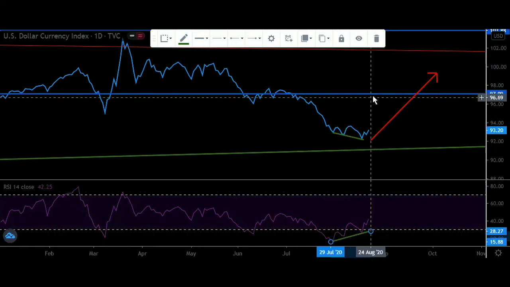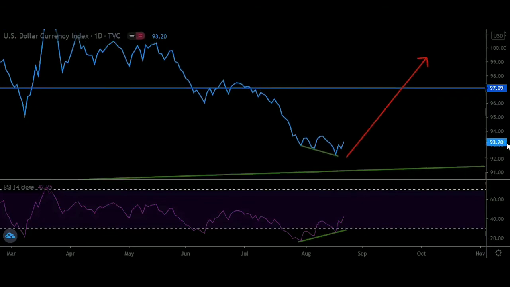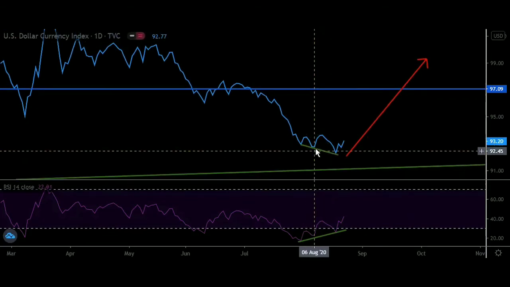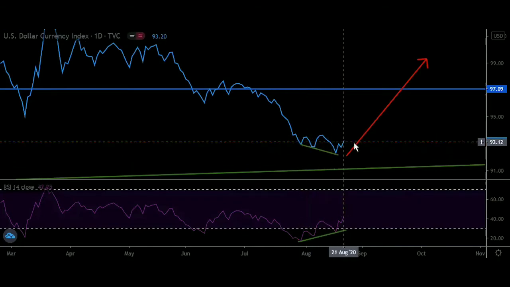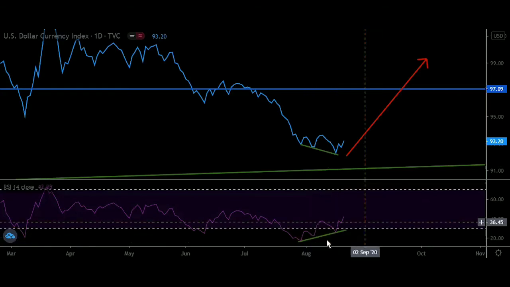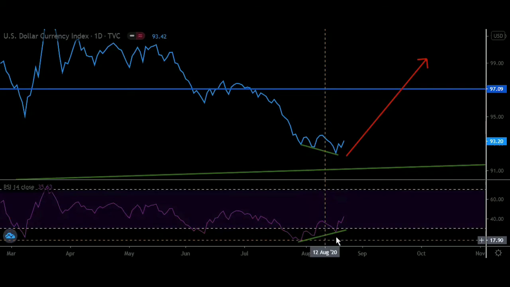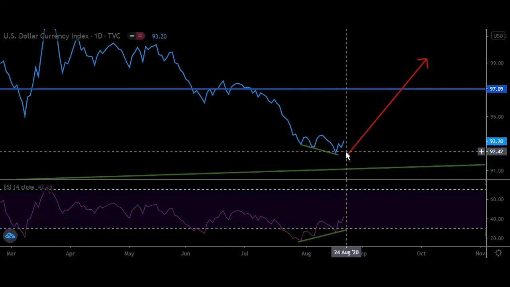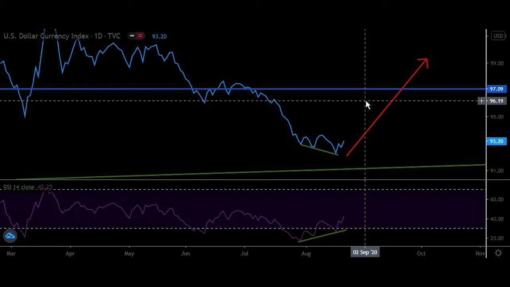Now here on the price action, you see that it is making lower lows. Price is making lower lows and RSI is making higher lows. So it is a positive divergence, my friend. So there is a very high possibility that in the coming week this dollar index is going to go up and our Indian rupee will get depreciated, and that is bad for the economy.